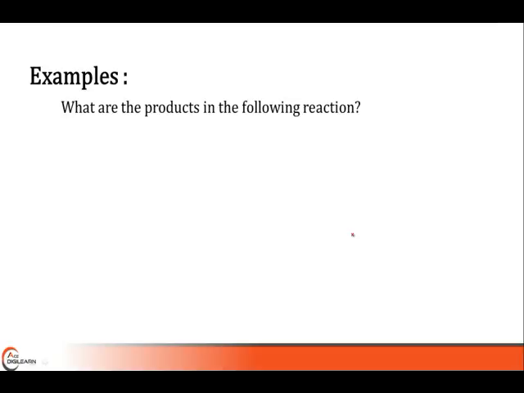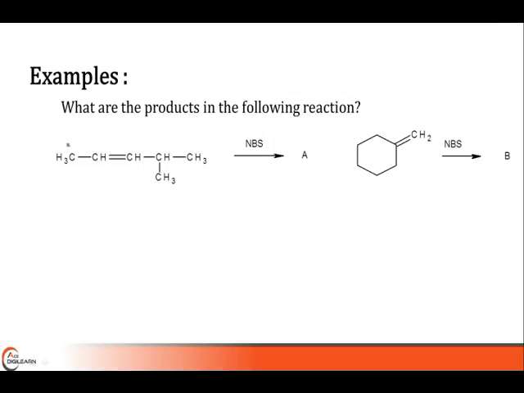We'll take one example for this. What are the products for the following reaction? The first one, compound A, we can see that there are two allylic positions. One allylic position is here and the second allylic position is here. But this is a primary allylic position and this one is a tertiary allylic position, and this is more stable. So bromine substitutes at the tertiary allylic position only.